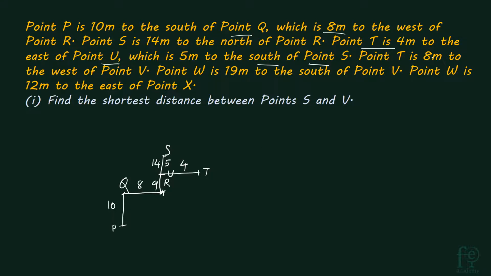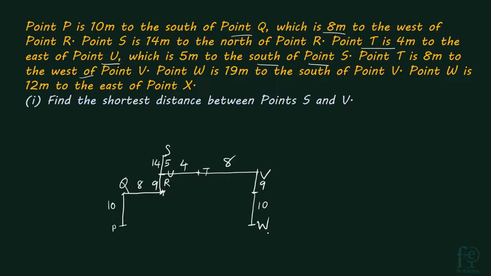Next, point T is 8 meter to the west of point V. So 8 meter to the west of point V, T should come. So this distance is 8. V should come here somewhere. T is to the west, so V should come to the east of point T. Now point W is 19 meter to the south of point V. So you know that this distance is already 9 meters. UR is 9, so V and this distance should come 9. So again 10 meters should come because the total distance is 19 meters and point W should be coming here.